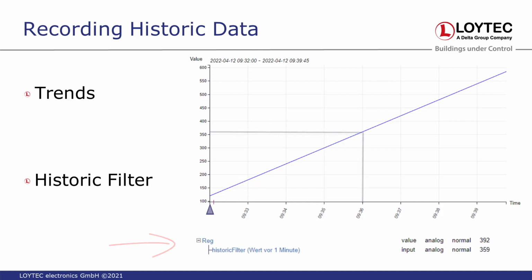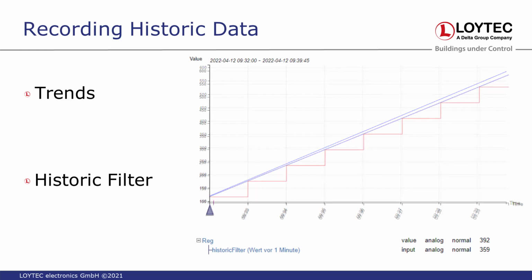This means that if you want to record a value progression, then the trend is the right tool. However, if you want to record a value at a certain point in time, for example, an electricity meter reading at the beginning of the month, then historical filters are suitable. In addition, it is also possible to combine the two together.